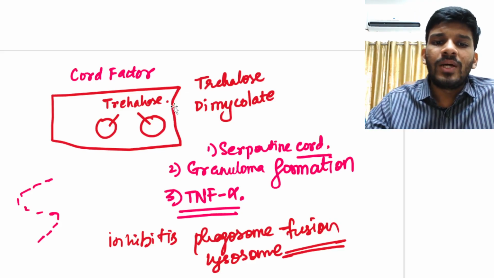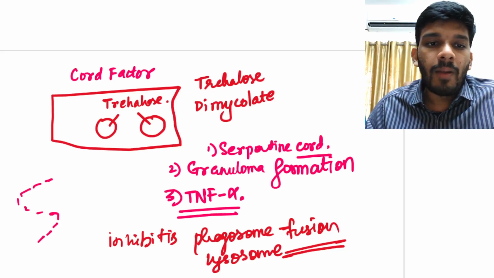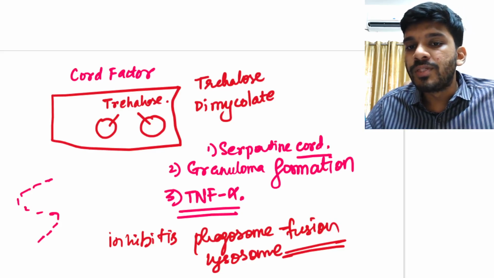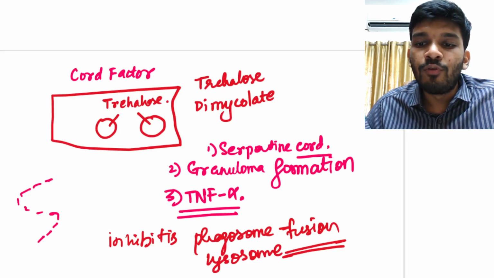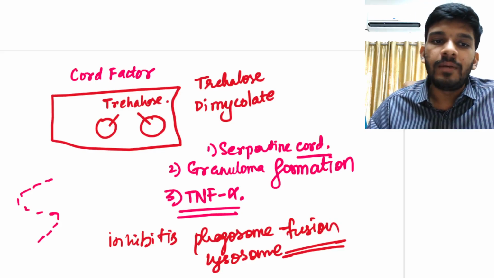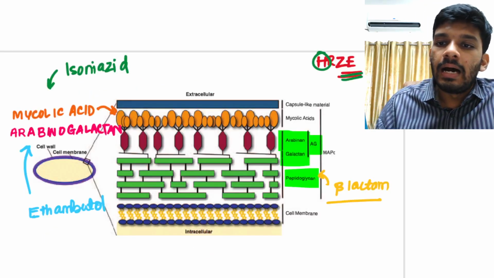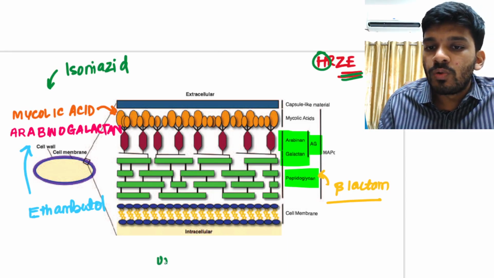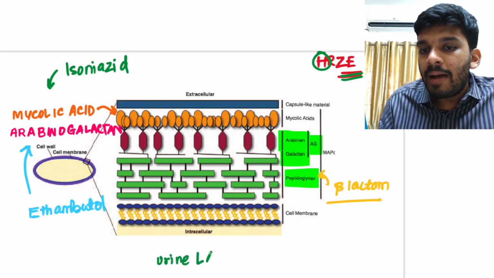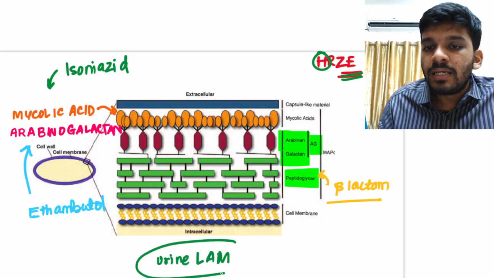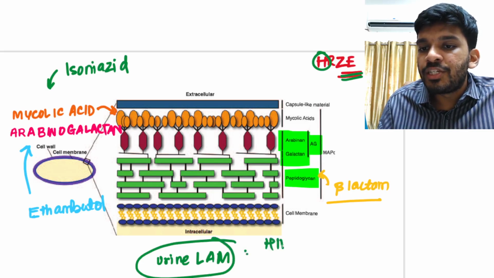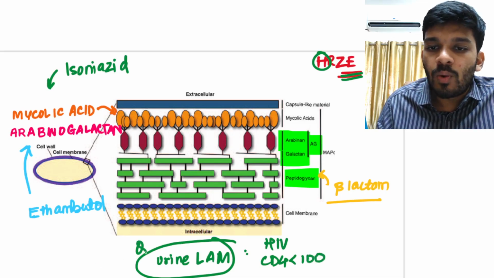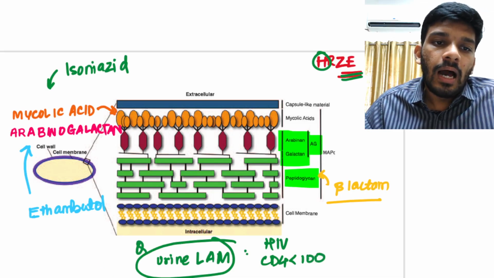Right now, one question that is asked from this cell wall part is which test for tuberculosis is recommended in HIV patients with a CD4 count less than 100. In that you detect this arabinogalactan, and you do something called the urine LAM test, which is a lateral flow assay used in patients with HIV and a CD4 count less than 100. So just remember this as a one liner. Okay, I hope you have understood.